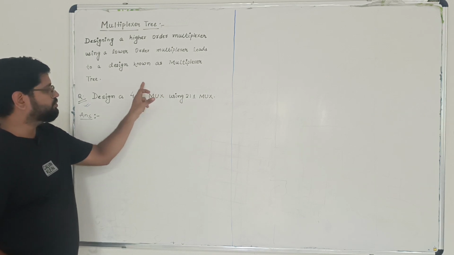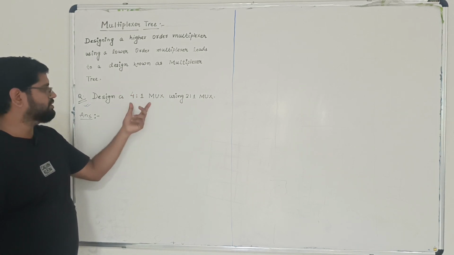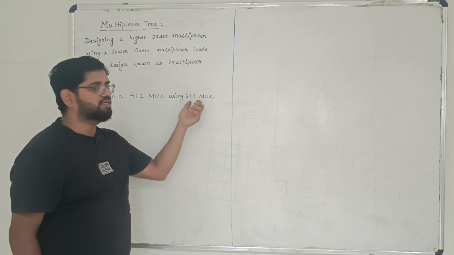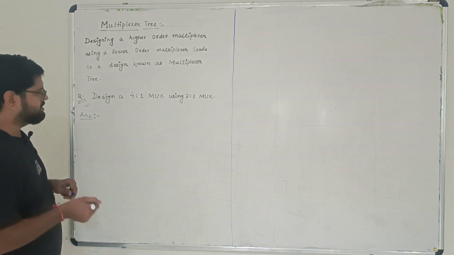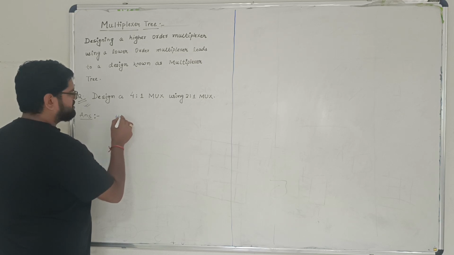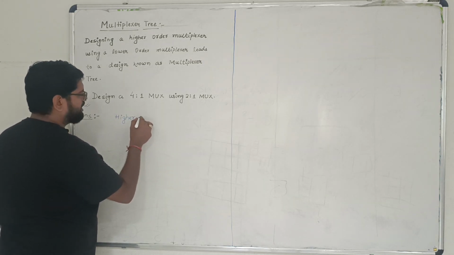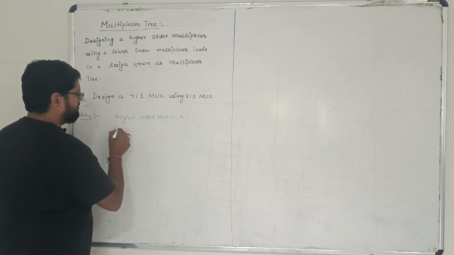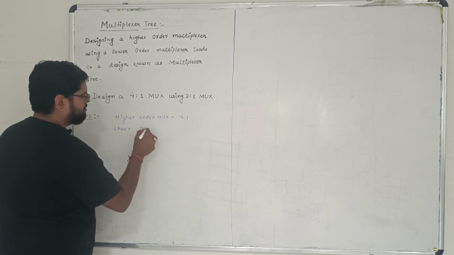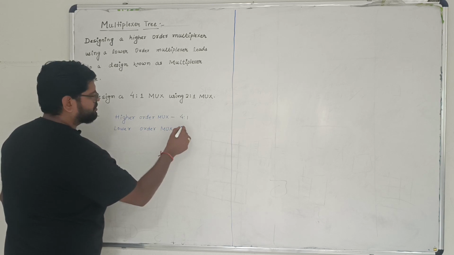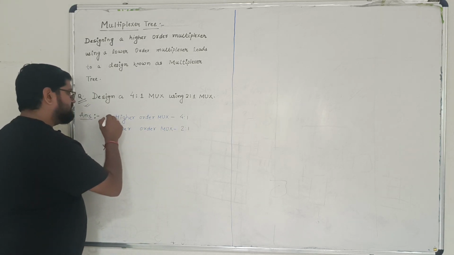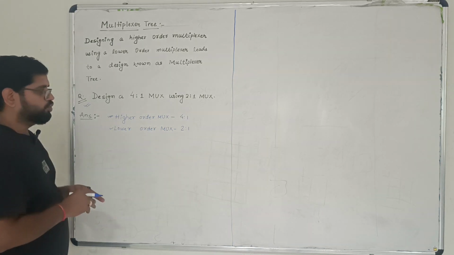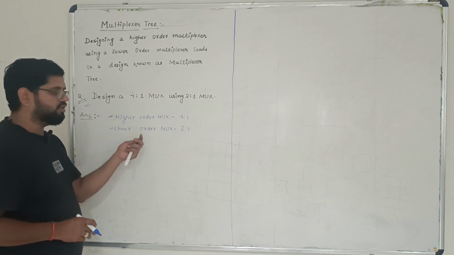First, you have to signify which one is the higher order multiplexer in the given question. In this question, we find that the 4:1 multiplexer is the higher order multiplexer and the 2:1 multiplexer is the lower order multiplexer. So the first step is to signify the higher order multiplexer. You just name it so that it becomes convenient for you. So the higher order multiplexer in this case is 4:1 and the lower order multiplexer is 2:1. What we need to do is design this with the help of this. A higher order multiplexer needs to be designed with the help of lower order multiplexers. So the very first step is to signify which one is higher order and which one is lower order.